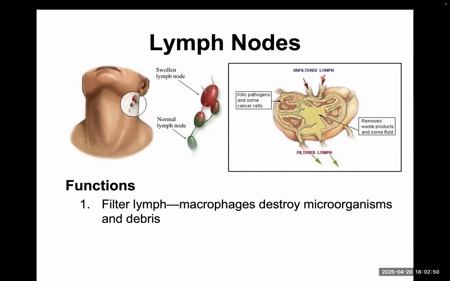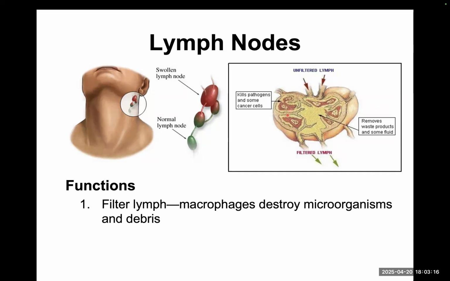Basically, unfiltered lymph enters, and lymph nodes filter it, removing waste products and some fluid, and killing pathogens and cancer cells. If you're fighting an infection, this is filtering your lymph, and there are all kinds of dead bacteria and viruses that are broken down. They're going to end up in the lymph nodes. That's the reason they're swollen.